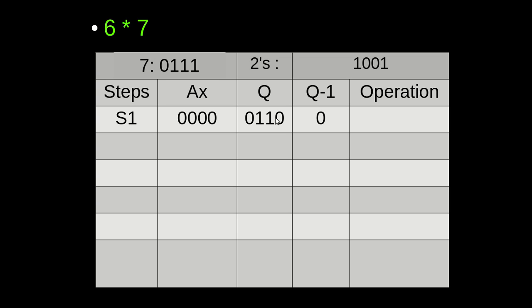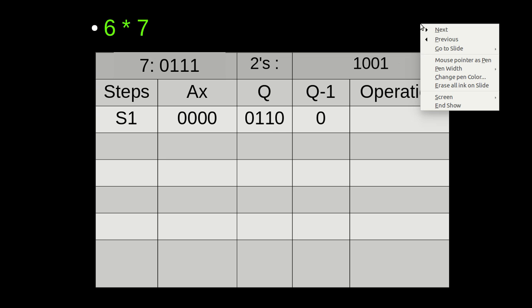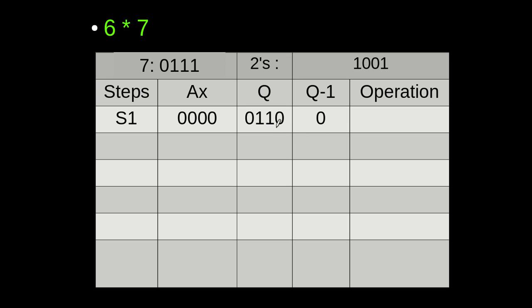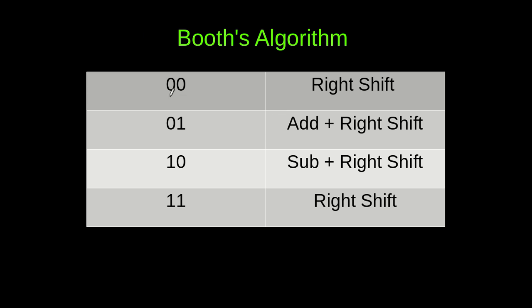So I'll look at those two. I look at this one and this one, Q minus 1 and Q0, and based on that I'll decide.